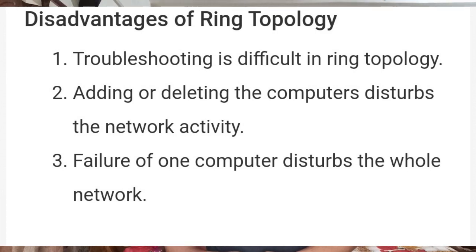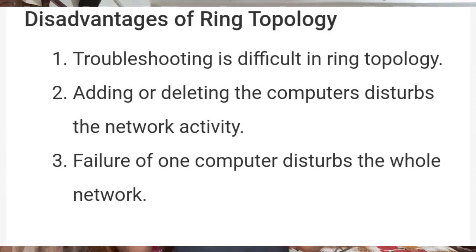And the last one, the third disadvantage, is failure of one computer disturbs the whole network. What I mean is, as we see in the definition of ring topology, it forms a ring structure and every device has two neighbors. So if one device fails, its next left and right computers will also fail. So it will disturb the whole ring. That's why if any one computer fails, it will disturb the whole network in ring topology.